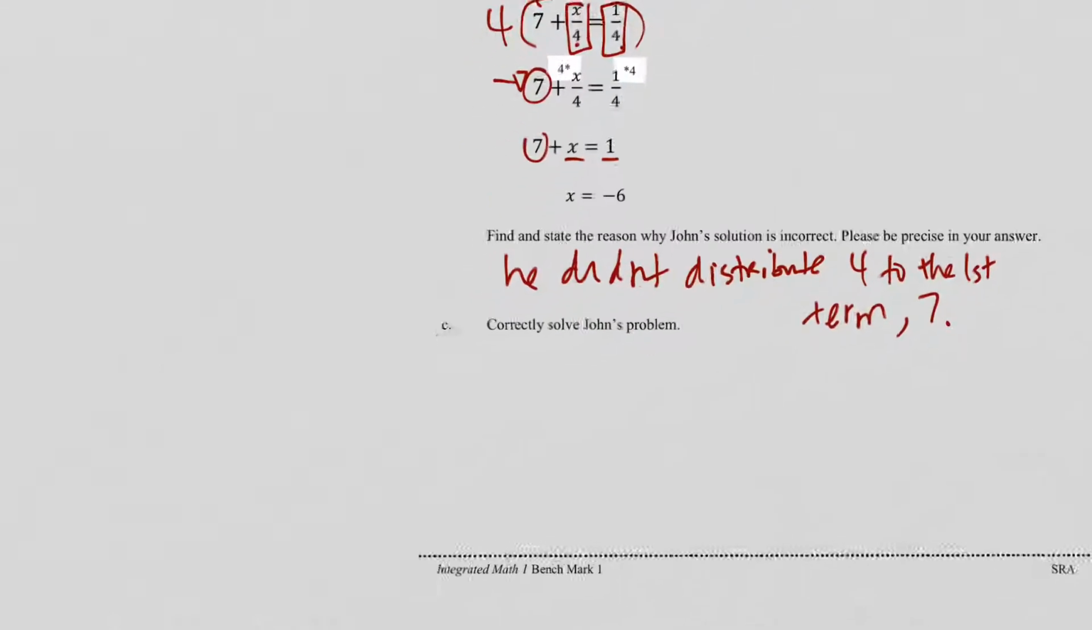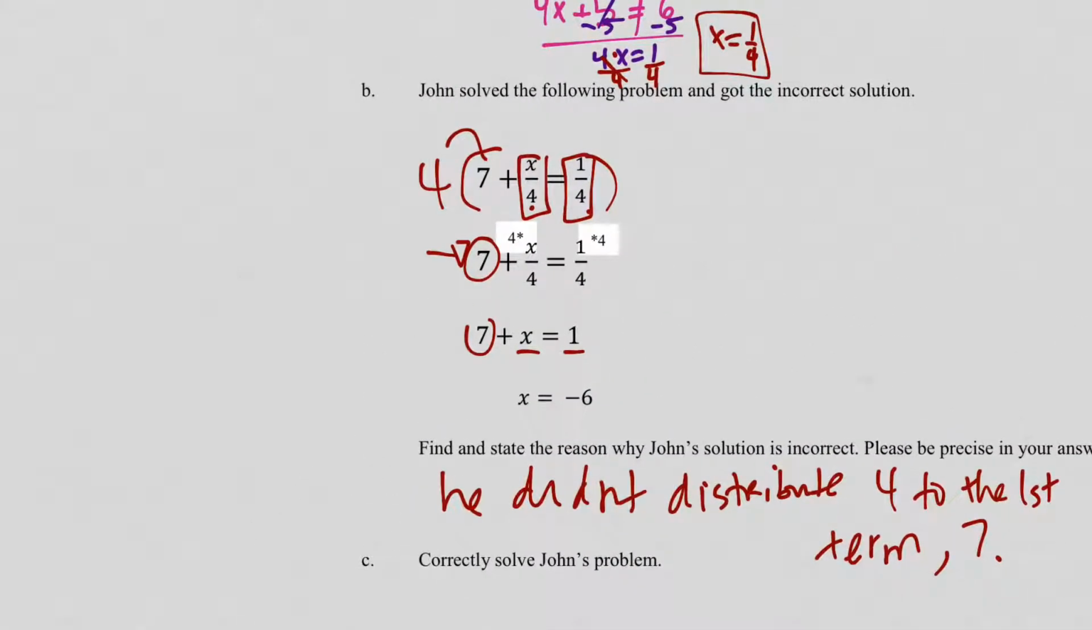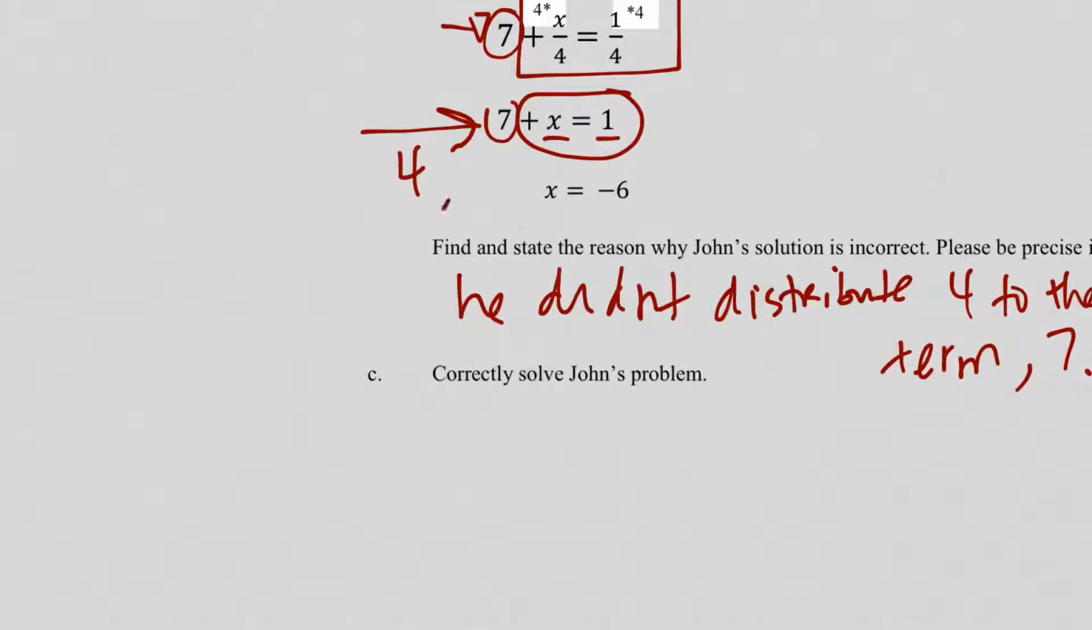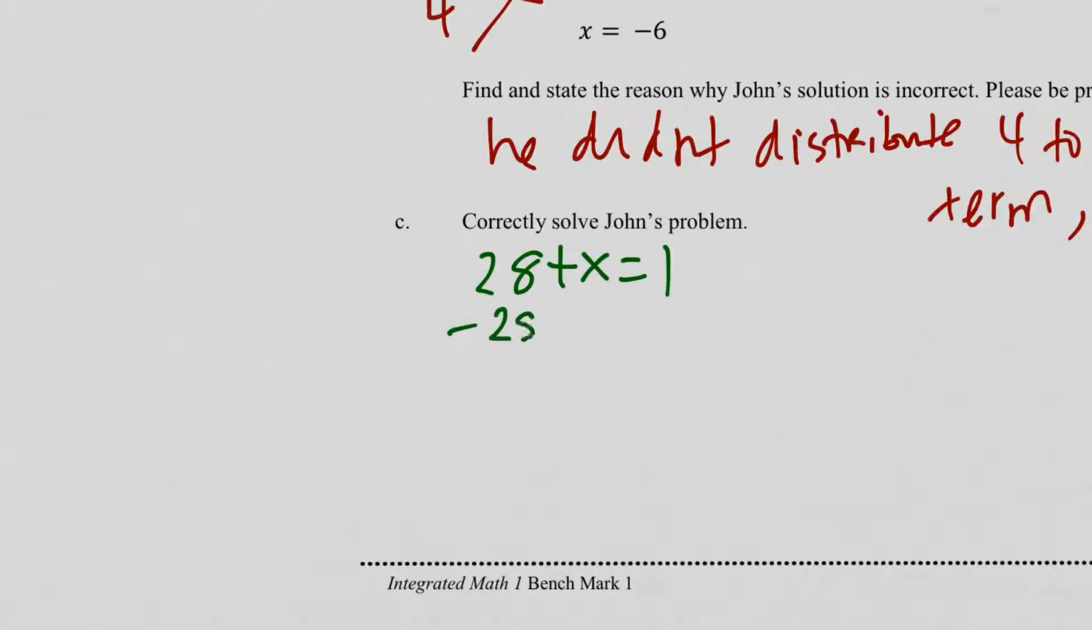Correctly solve John's problem. So the nice thing about John's problem is that these two values are correct, because when he multiplied them by 4, he solved those parts correctly. So now I just have to multiply 7 by 4. What's 7 times 4? That's 28. That means this value here should have been 28. So I'm going to write 28 plus x equals 1. Solve for x by subtracting 28 from both sides, and you end up getting x equals negative 27.